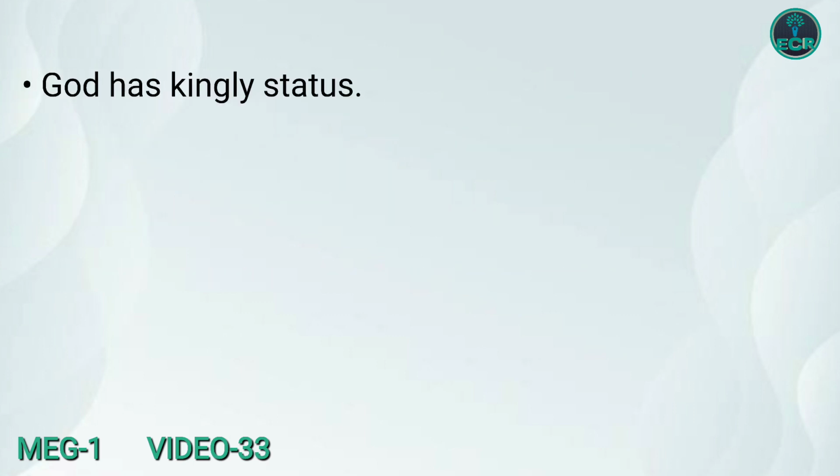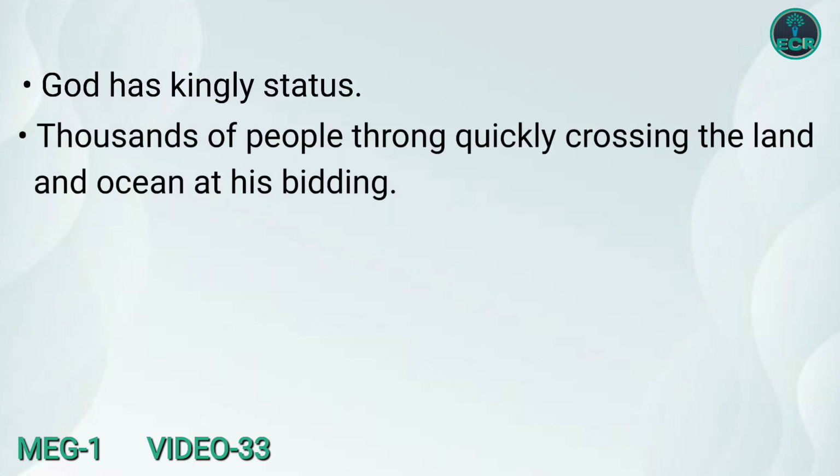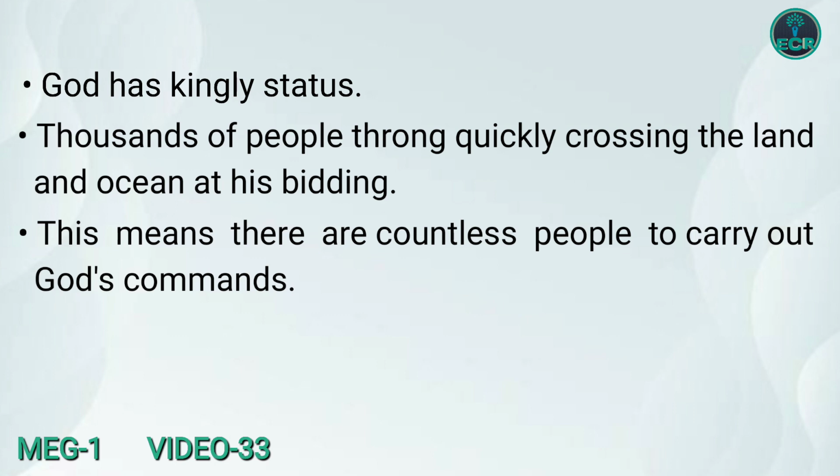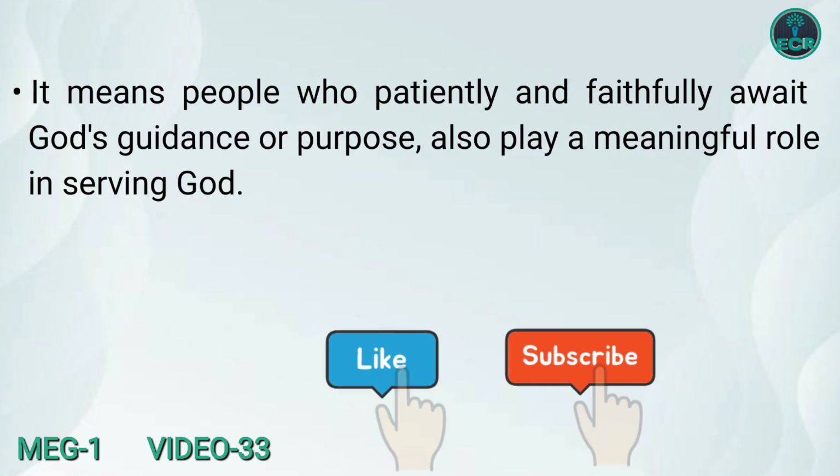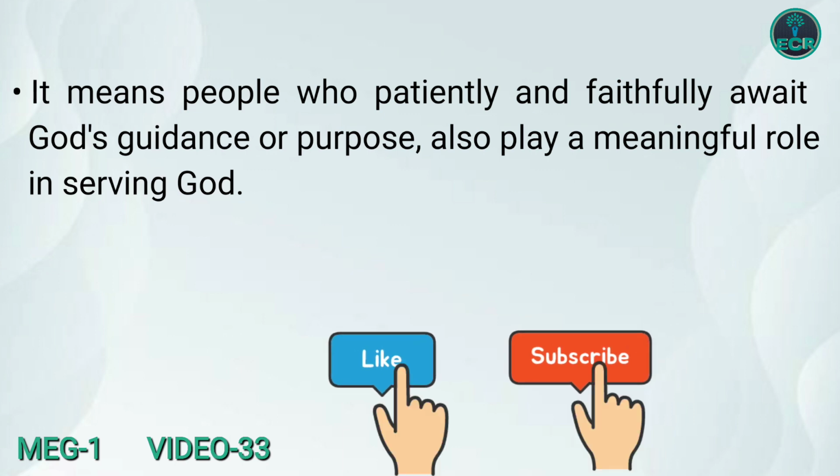God has kingly status. Thousands of people throng quickly, crossing the land and ocean at his bidding. This means there are countless people to carry out God's commands, and those who only stand and wait for his commands also serve him. It means people who patiently and faithfully await God's guidance or purpose also play a meaningful role in serving God.